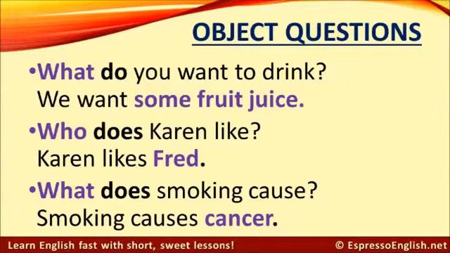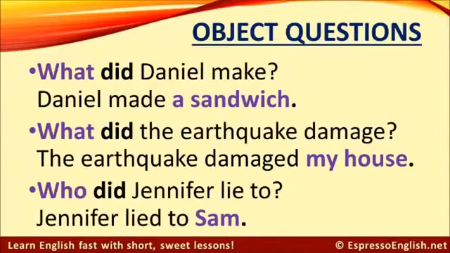Who does Karen like? Karen likes Fred. We are asking about the object of Karen's affection, Fred. This is an object question, so we use the auxiliary verb does. What does smoking cause? Smoking causes cancer. Again, this is an object question. In the simple past, we use the auxiliary verb did with object questions.